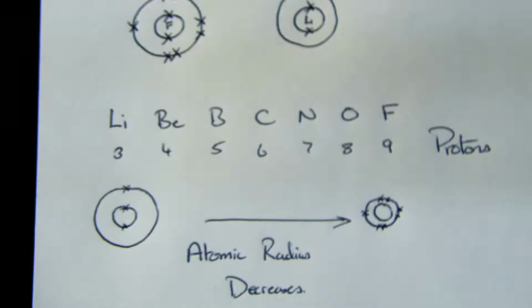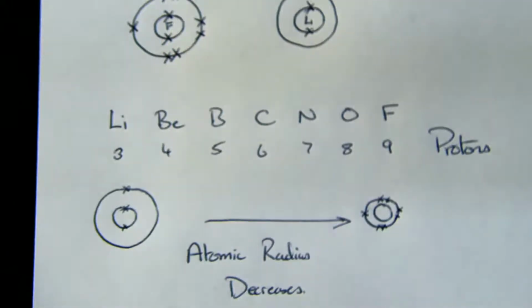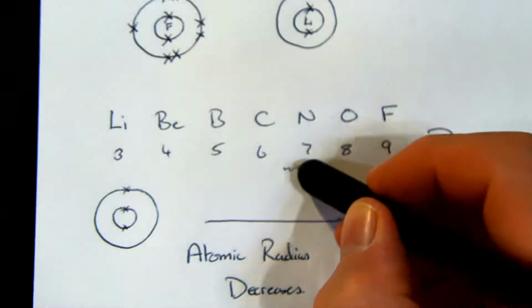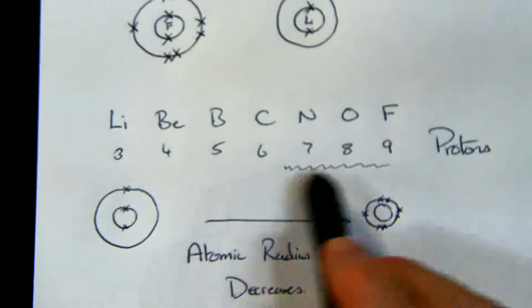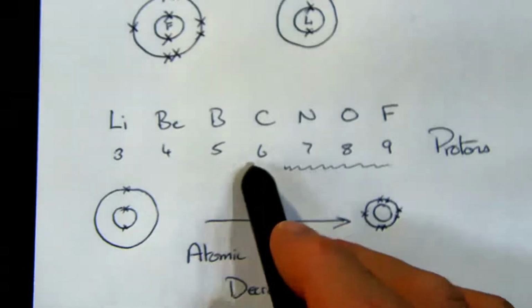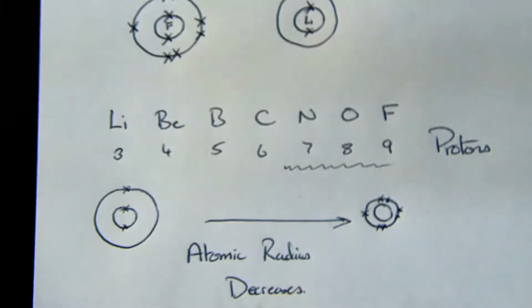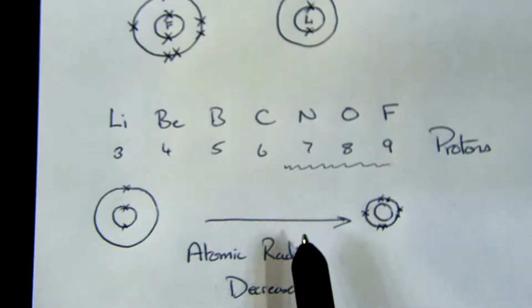And what does this mean? It means that the strength of holding on to these electrons is increasing. So much so that when we get to this side of the periodic table, rather than losing electrons, these substances generally prefer to gain electrons. I'm not saying you can't remove the electrons, but it gets significantly more difficult.